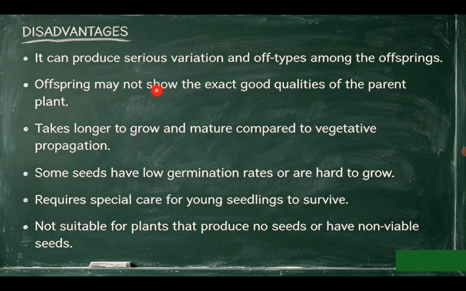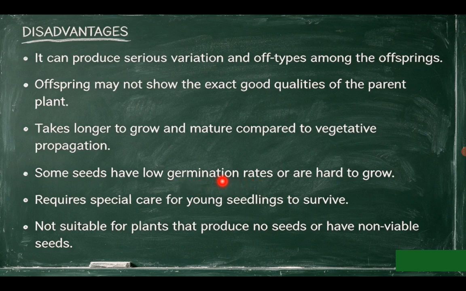So offspring may not show the exact good qualities of the parent plant. The offspring may be less disease resistant or pest resistant than their parents. In most cases, propagation of plants by seeds takes longer to grow and mature compared to vegetative propagation, a technique which we are going to look at. Some seeds have low germination rates, are hard to grow. Some seeds may not germinate at all.